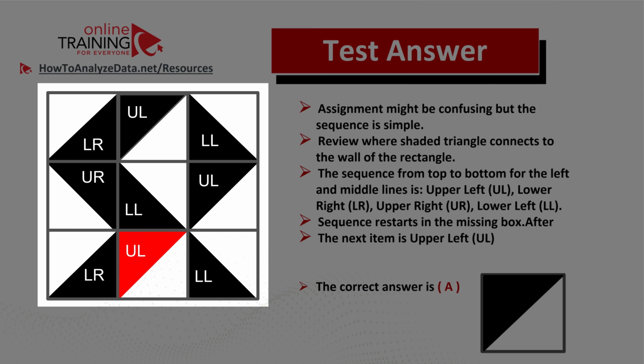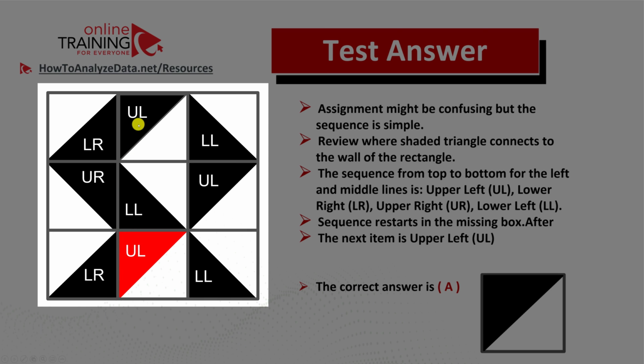As usual, to solve these types of questions, you need to look at the sequence. And the sequence is determined by where the inside dark triangle connects to the inside walls of the rectangle. So for example, if you look at the left and middle line, this is where the sequence is. You see that it starts with upper left, so we have upper connection and then left connection. Then goes to lower right, so we have lower connection and then right connection. Then goes to upper right, and then goes to lower left. And then this is the missing box, where we need to find the missing square.